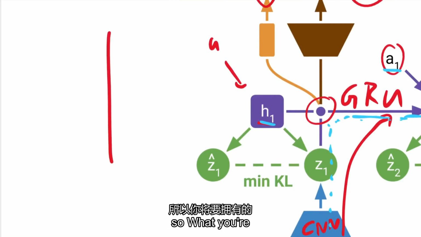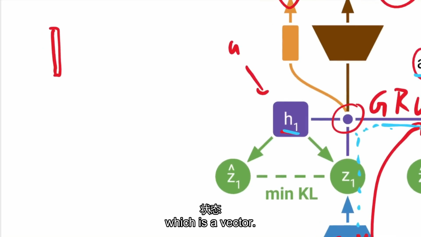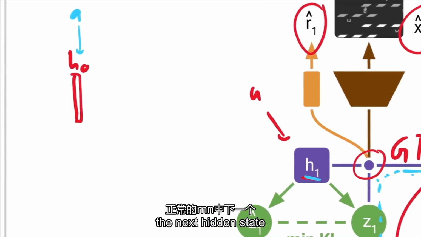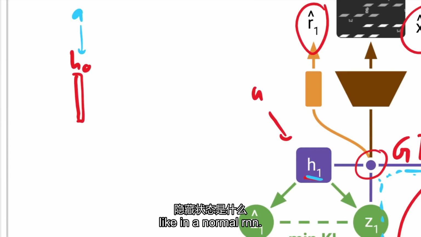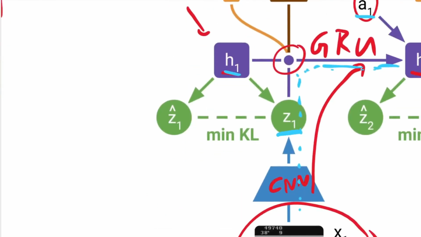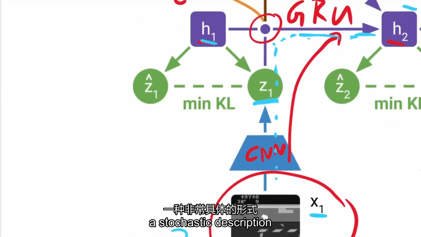So what you're going to have is the state, which is a vector. This is the h, let's call that h0, of the LSTM. Now you're going to get an action into this, as we saw before. The action is combined with this, and you ask yourself, given that action and the hidden state, and now we don't just want to know what's the next hidden state, like in a normal RNN. What we're going to predict is actually this z variable right here.